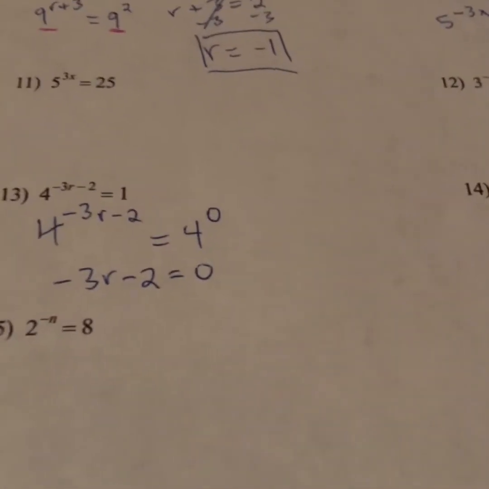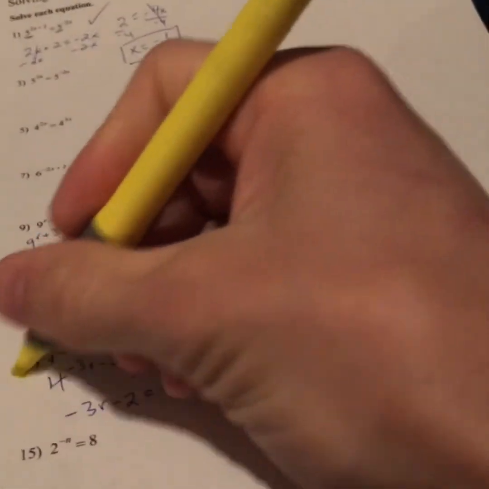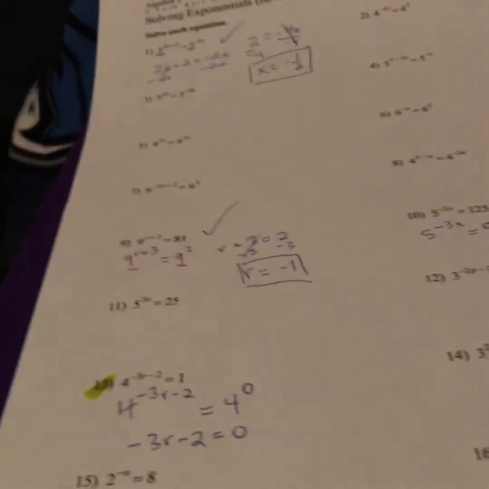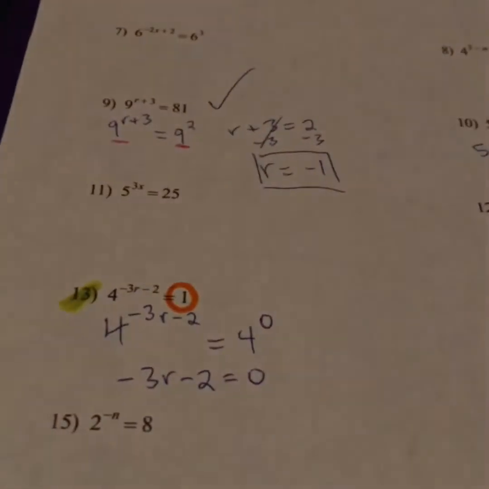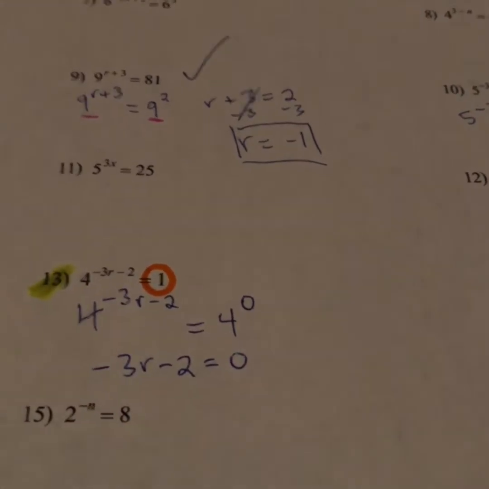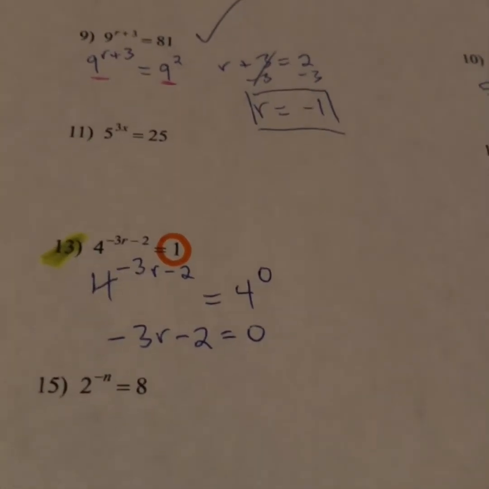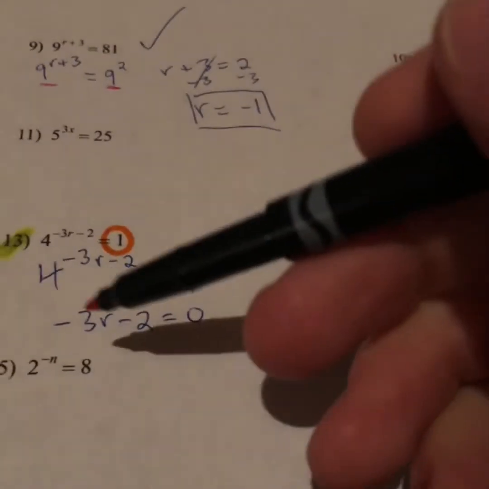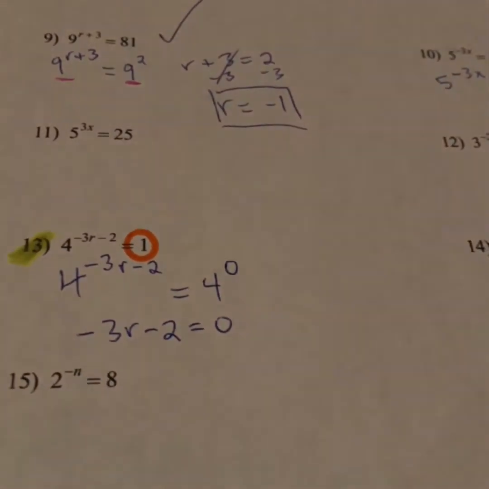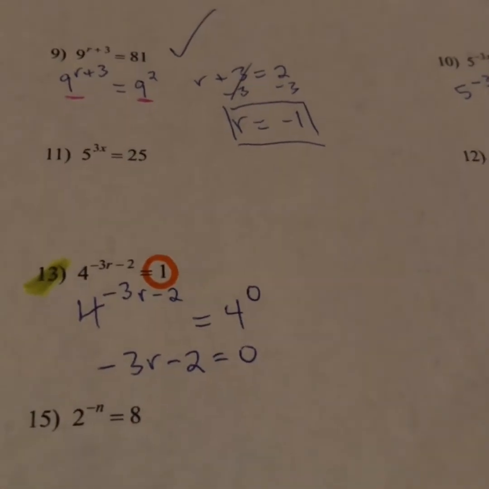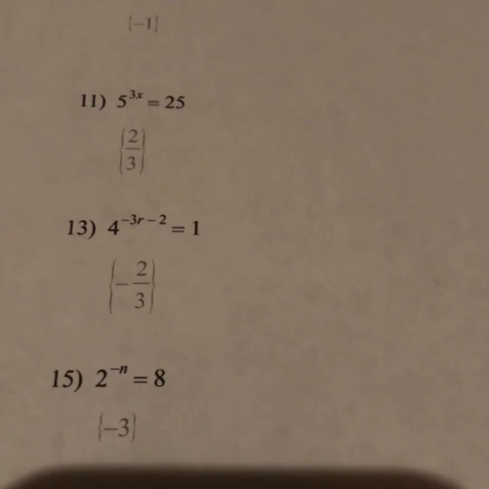All right, so rule of thumb, whenever you see a 1, let me highlight this question, you know we're going to use 0 in the exponent. That's really the only way that we can solve those. So we got to use 4 to the 0 power, set it equal, and solve that for r. So now you just have a two-step equation there. You're going to add 2, divide by negative 3, and that's how you get r equals negative 2/3 for number 13.